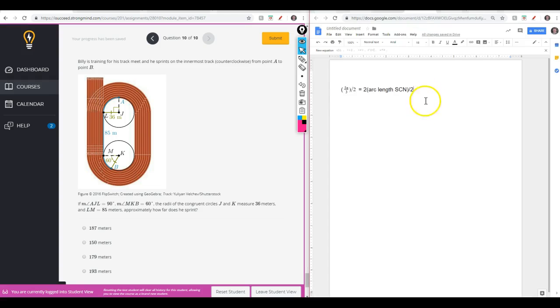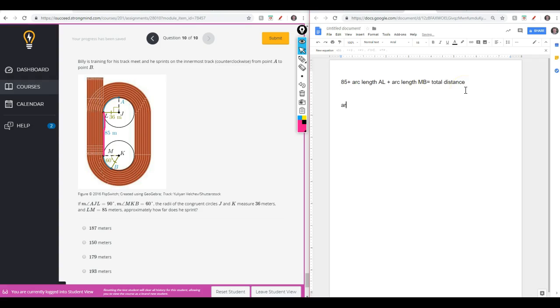Okay, so there's a couple things going on here. We first know that this straight distance is 85 meters. So we know that he sprints 85 meters, plus the arc length of AL, plus the arc length of MB. And that's going to equal our total distance. We haven't figured out what the arc length of AL is or the arc length of MB.